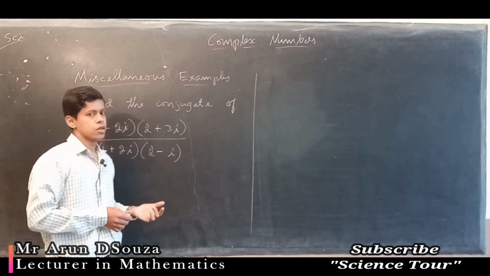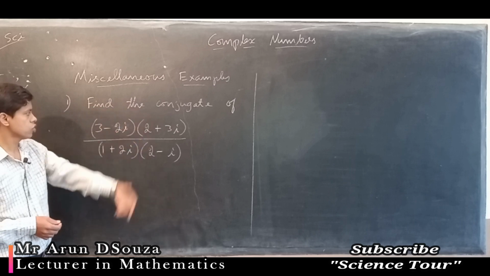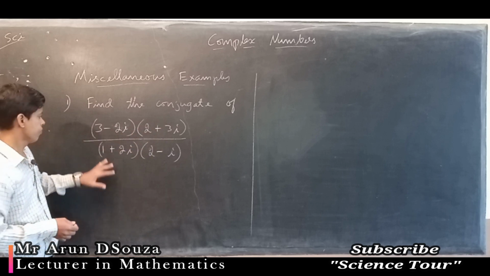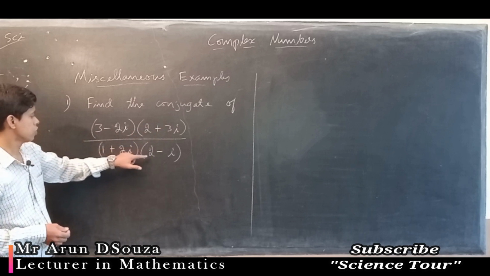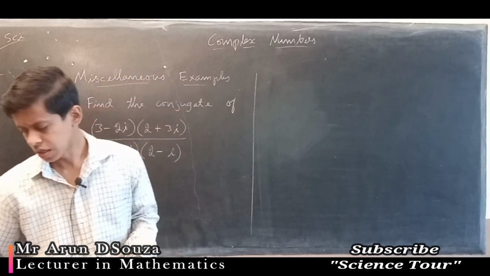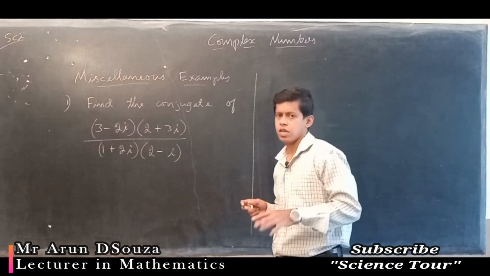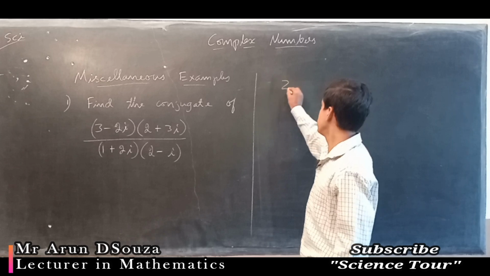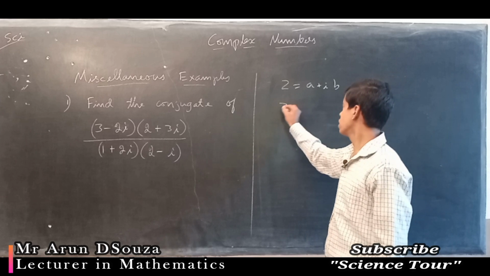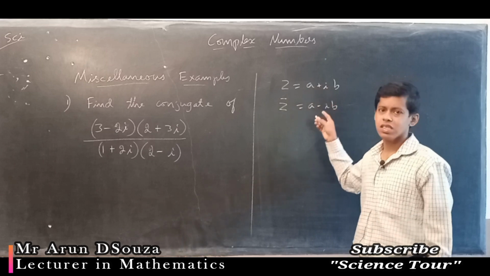Now let us look at the first question. The first question is, find the conjugate of (3 minus 2i)(2 plus 3i) divided by (1 plus 2i)(2 minus i). Let us try to solve this. First, what do you mean by a conjugate? If you have a complex number a plus ib, then the conjugate is a minus ib. So the imaginary part changes the sign.